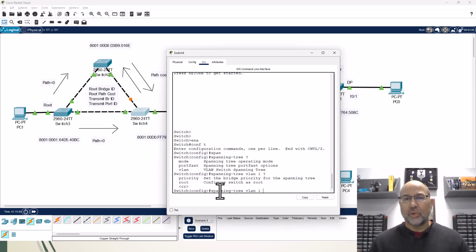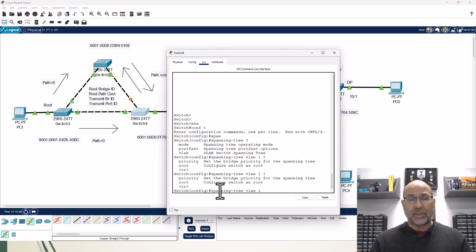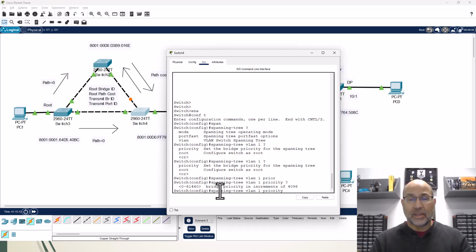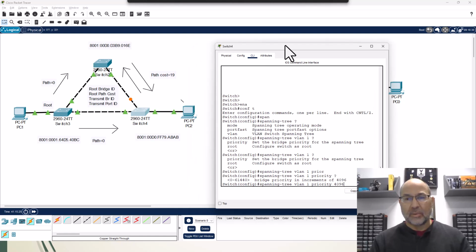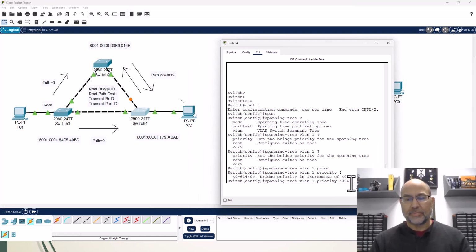So what I'm going to do is change the priority for VLAN 1 because that's what we're talking about. I'm just going to pick a number. My priority needs to be less than 32,768, then I'm in good shape. So I'm going to change this to 4096. Now that's the base, it'll be 4097. And watch what happens on my topology.